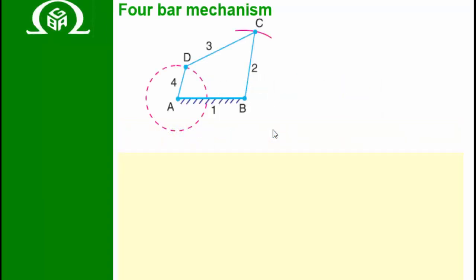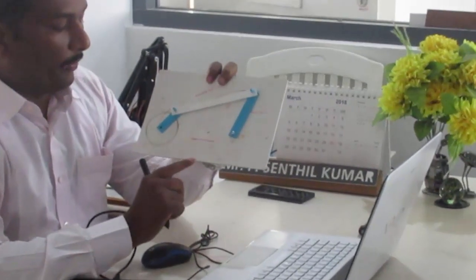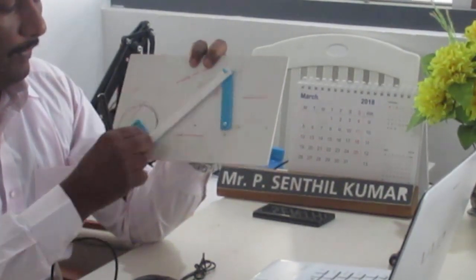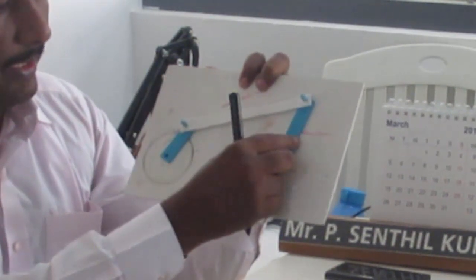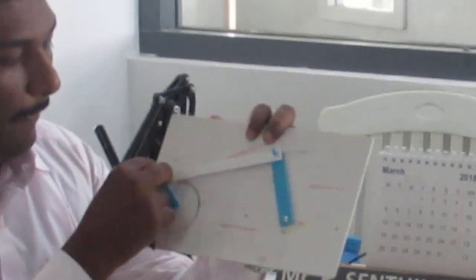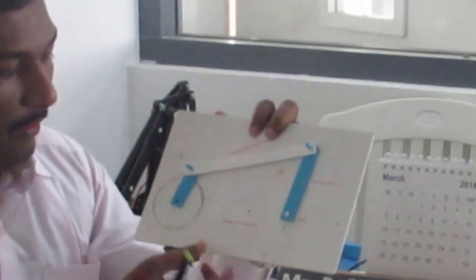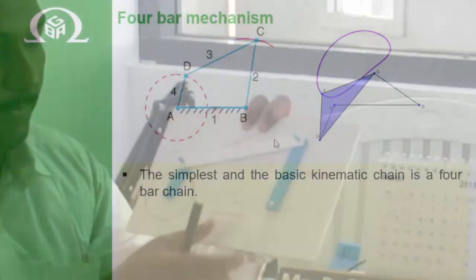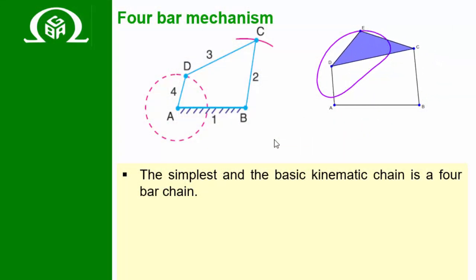Specific objective 1, to explain the working of 4-bar mechanism. This is an arrangement of 4-bar mechanism. This is the working model of 4-bar mechanism. Here, the rotary motion of crank is converted into an oscillating motion of rocker at the output with the help of connecting rod. Link 1 frame which is fixed, link 2 crank, link 3 connecting rod, link 4 rocker. The simplest and basic kinematic chain is 4-bar chain.